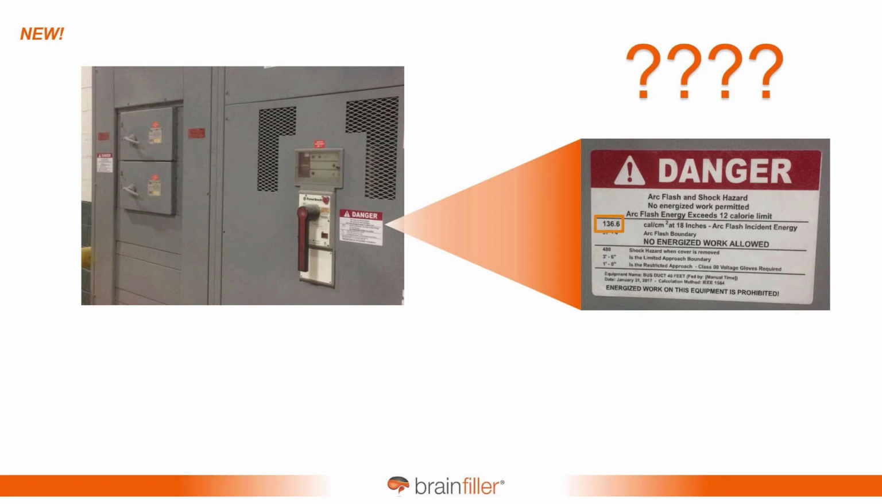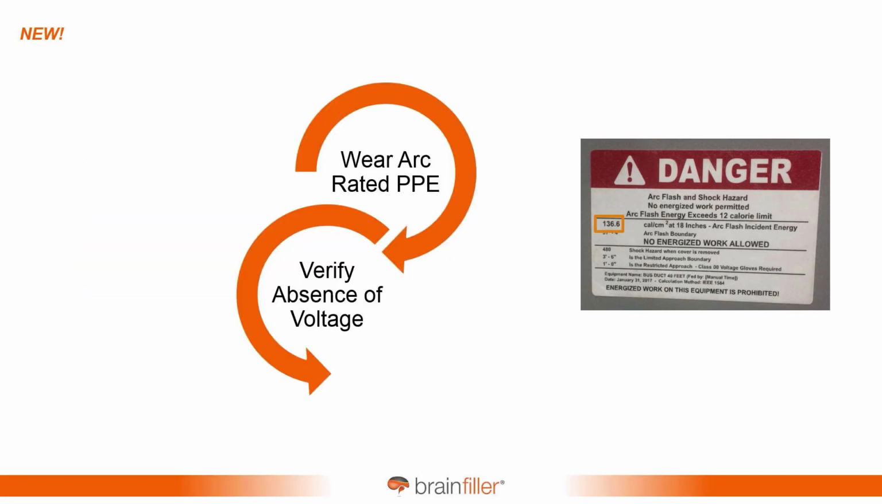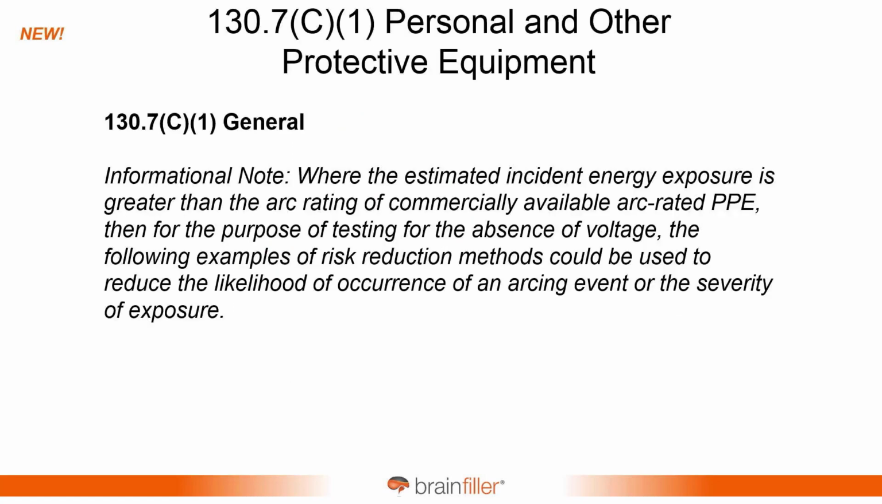So there was an addition to the 2021 NFPA 70E. This is when you are trying to verify the absence of voltage and you have an unusually high amount of incident energy. The addition, where the estimated incident energy exposure is greater than the arc rating of commercially available arc-rated PPE. For the purpose of testing for the absence of voltage, there are examples of risk reduction methods to reduce the likelihood of occurrence of an arcing event or the severity of exposure.